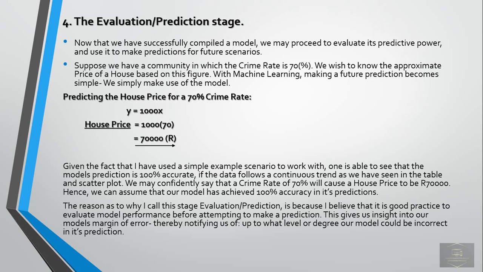Y is equal to 1000x, house price is equal to 1000 into 70, which is 70,000 rand. Given the fact that I have used a simple example scenario to work with, one is able to see that the model's prediction is 100% accurate if the data follows a continuous trend as we have seen in the table and scatter plot. We may confidently say that a crime rate of 70% will cause a house price to be 70,000 rand. Hence, we can assume that our model has achieved 100% accuracy in its predictions.